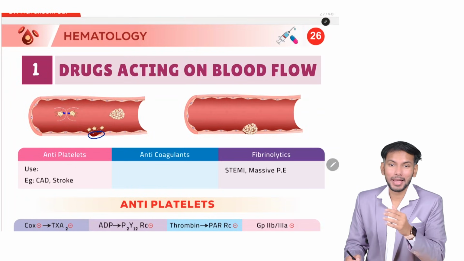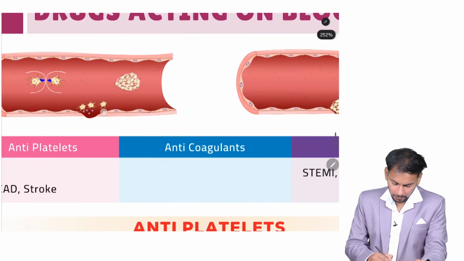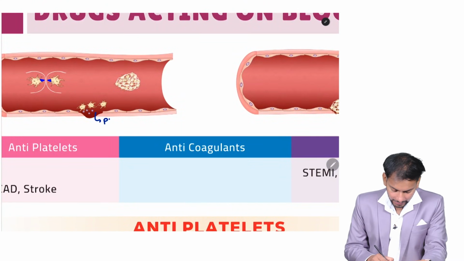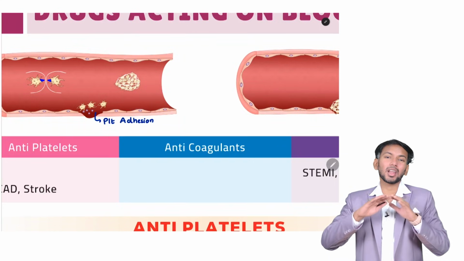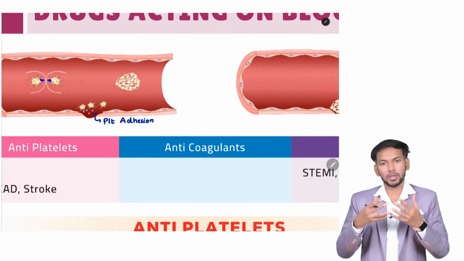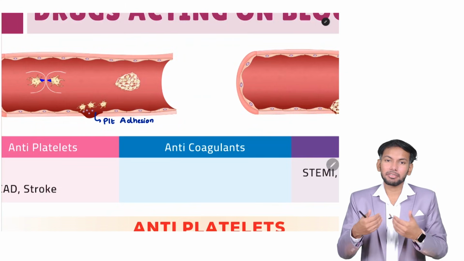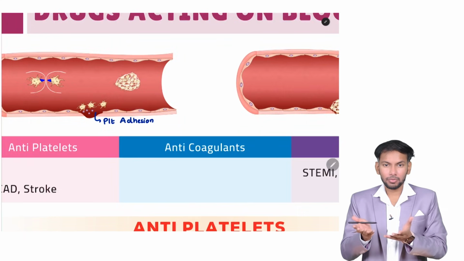Let us see how this is happening. Whenever there is an injury, first the platelets will come and attach to that site. That is what is known as platelet adhesion. First some amount of platelets will come, but we need a large number of platelets for the clot to form. That is why these platelets will cause secretion. They will secrete a lot of factors which will attract a huge number of platelets.